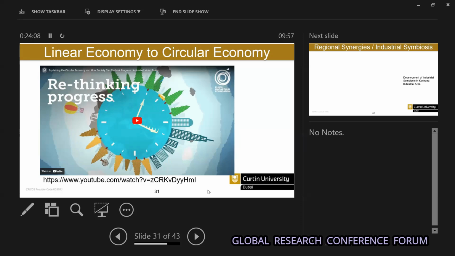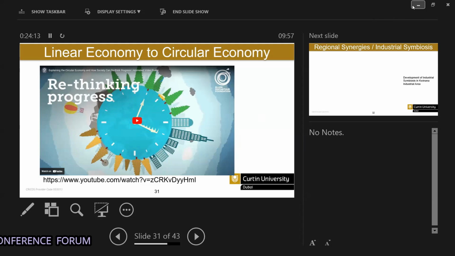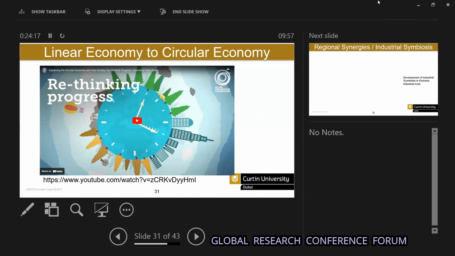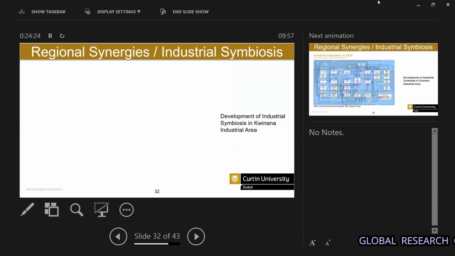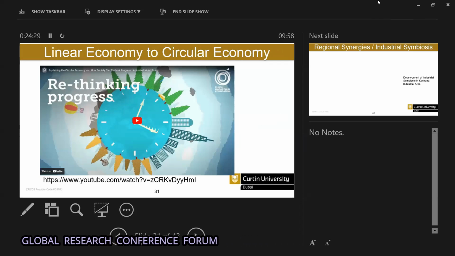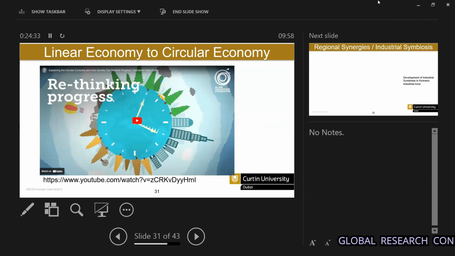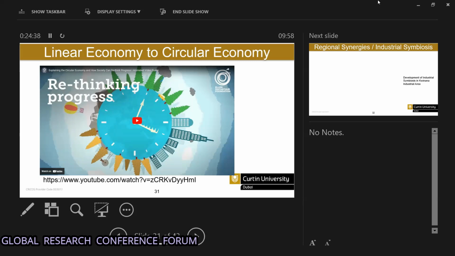Okay. So this is talking about economic growth. What we do, we extract, we process, we manufacture, we use it, everything we import and export. Then it goes to the landfill. Instead of that, if you use it back, you can reuse it, remanufacture it, recycle it, redesign it, rethink it, repair it, repurpose it.